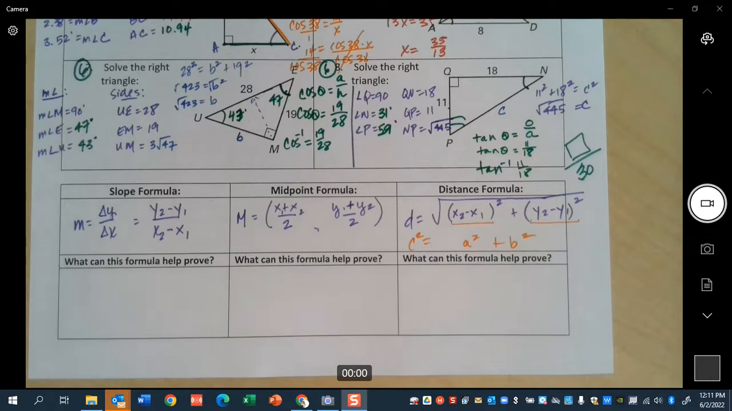Some notes that I want to make sure that you take: it doesn't matter which is 1 and which is 2, as long as you are consistent, because when you square it, you're going to square away the negatives. You should never, ever get a negative value. Never. So lots of people screw that up.